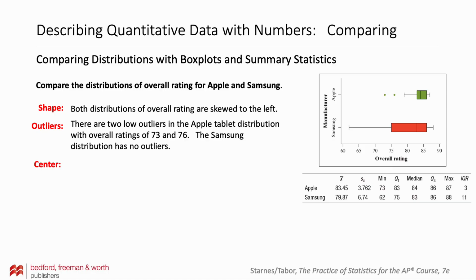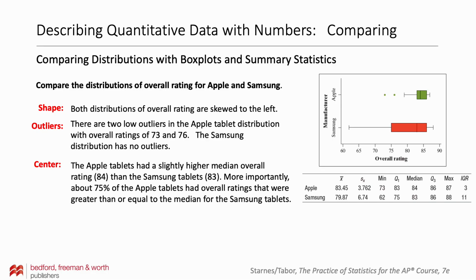Then we're going to talk about the center. The Apple tablets had a slightly higher median overall rating, 84. You do want to make sure that you state what the medians are. And the Samsung tablet, 83. More importantly, about 75% of the Apple tablets had overall ratings that were greater than or equal to the median for the Samsung tablet. So you are using comparative language there.